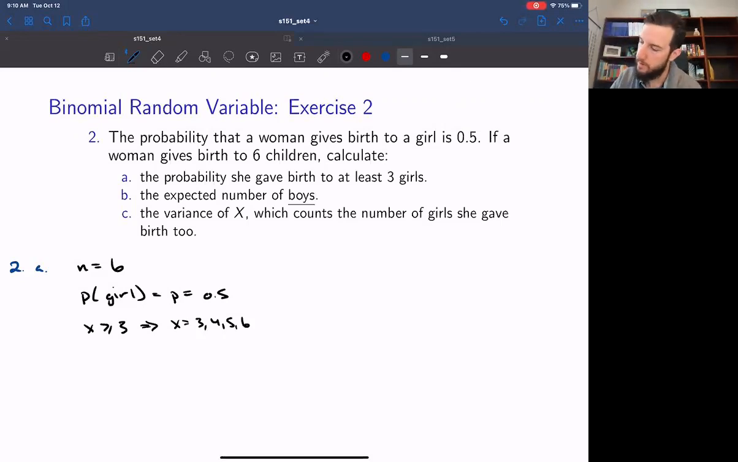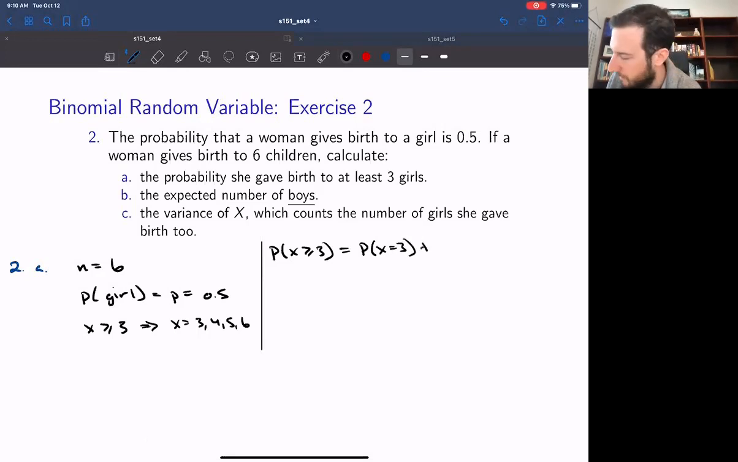Okay, so what we have here is the probability X is greater than or equal to 3, which is the probability X equals 3 plus the probability X equals 4 plus the probability X equals 5 plus the probability X equals 6. All right, at this point, we don't really have a lot of options. We basically just have to plug into our binomial probability formula.